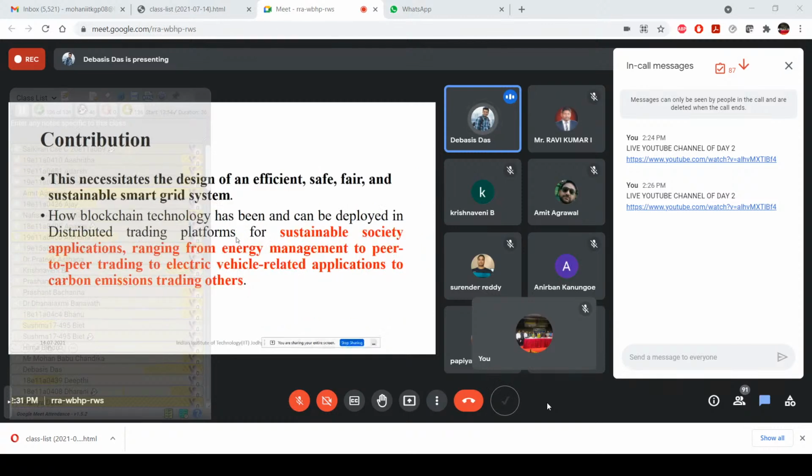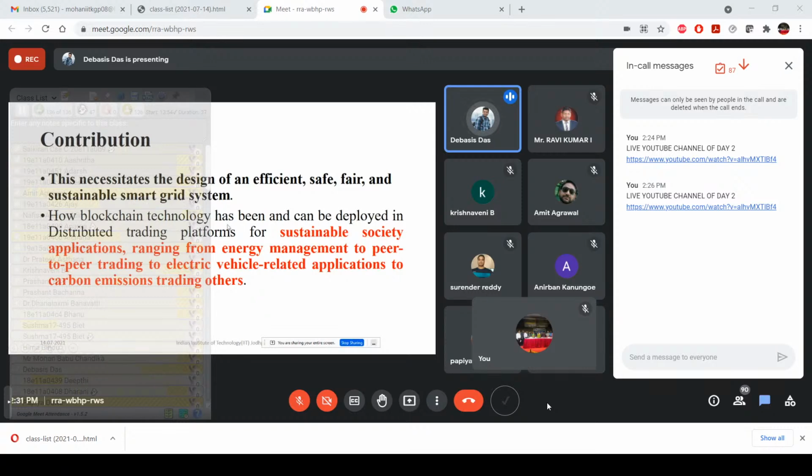Okay, so what is our contribution? We want to design an efficient, safe, fair and sustainable smart grid system. So this is our objective. But how do we achieve the objective? In the form of technology. Here we can use blockchain technology to solve this objective.